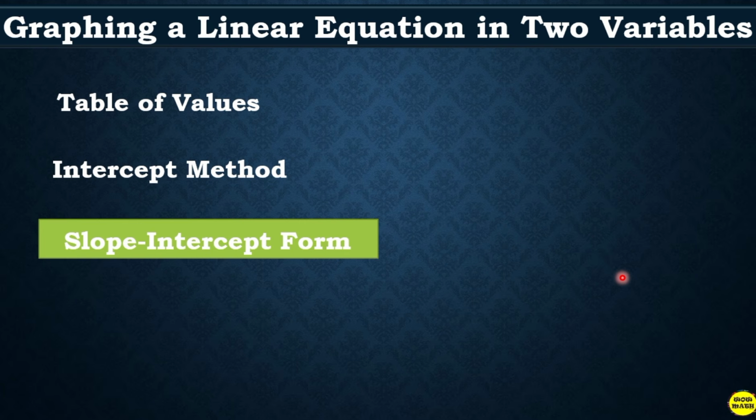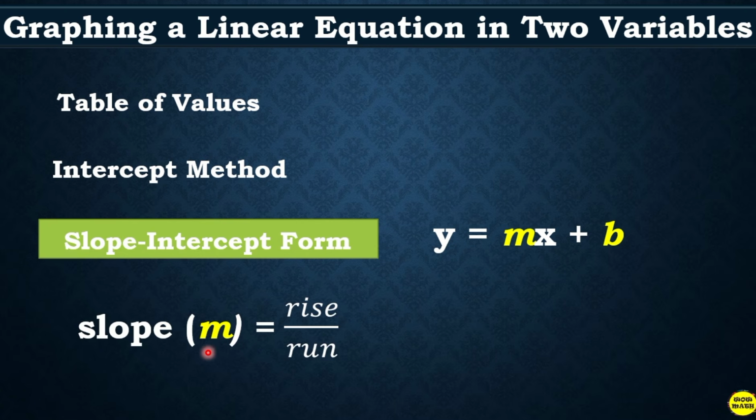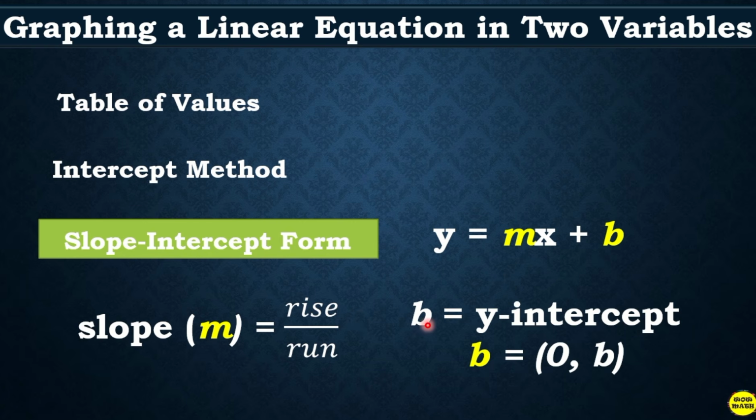So, what is the slope-intercept form? This is our slope-intercept form: y equals mx plus b. Remember that when we say slope-intercept form, it is written in the form y equals mx plus b. Why? Your m here is your slope, which is your rise over run. And your b is your y-intercept. It is represented as the ordered pair (0, b).